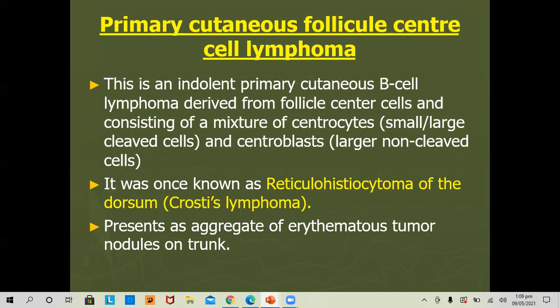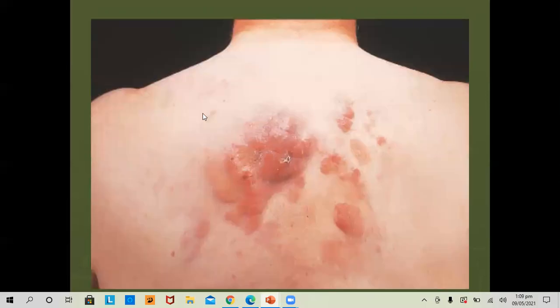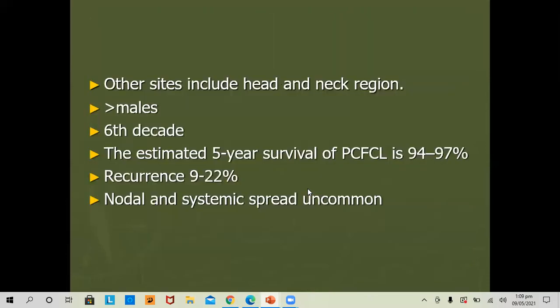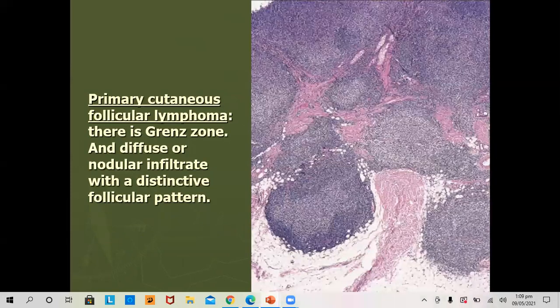It presents as aggregates of erythematous tumor nodules on the trunk, like this. Other sites are the head and neck, more in males, mainly in the 6th decade. The estimated 5-year survival of primary cutaneous follicular central cell lymphoma is 94 to 97%. Recurrence is 9 to 22%. Nodal or systemic spread is relatively uncommon.